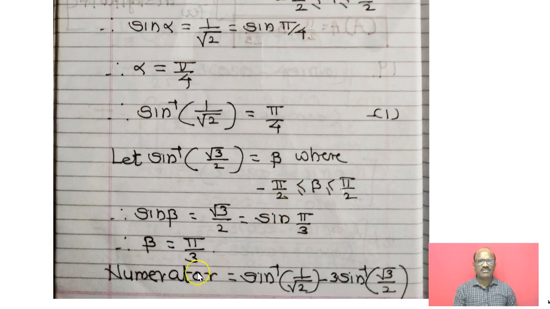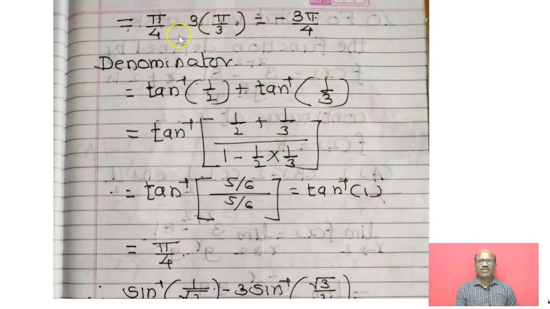Therefore, the value of the numerator is sin inverse of 1 by root 2 minus 3 sin inverse of root 3 upon 2. Now, the value of the numerator is pi by 4 minus 3 times pi by 3. The 3 gets cancelled, that is equal to minus 3 pi by 4.